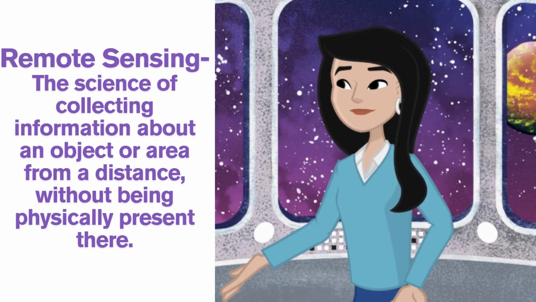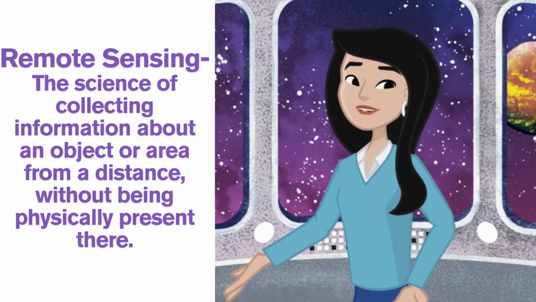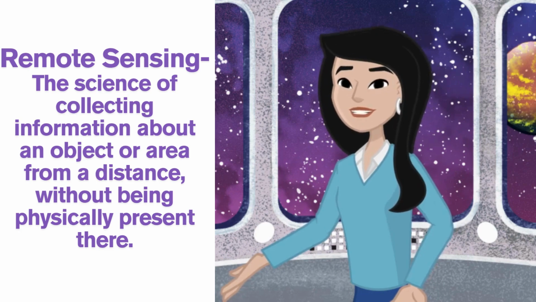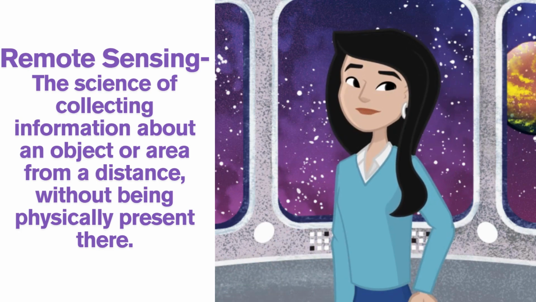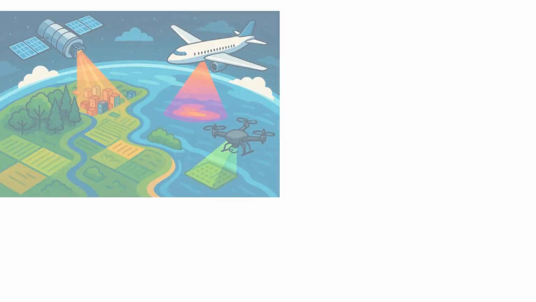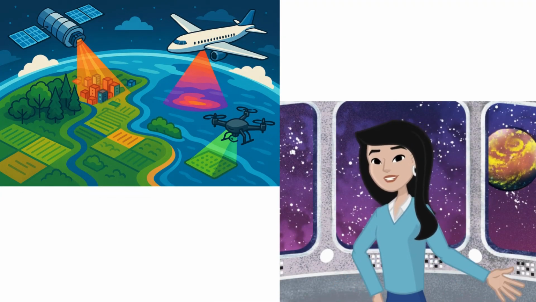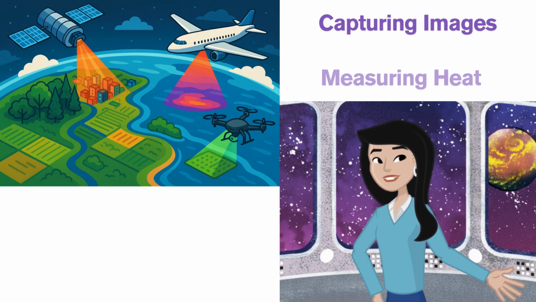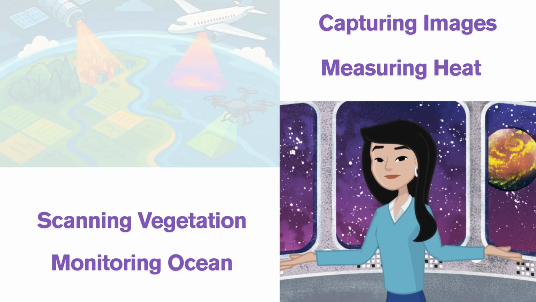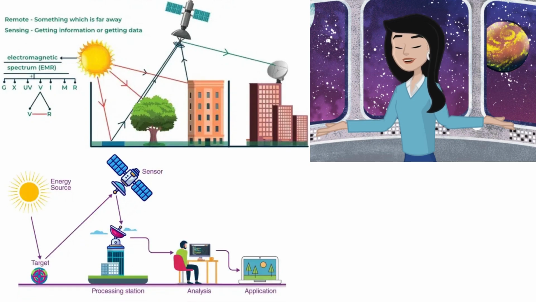By definition, remote sensing is the science of collecting information about an object or area from a distance, without being physically present there. Sensors attached to satellites, drones, and aircraft are used for capturing images, measuring heat, scanning vegetation, and more. It works like this.